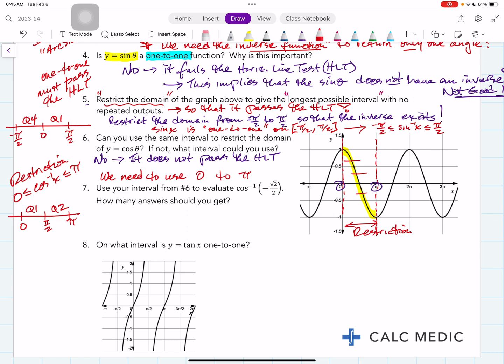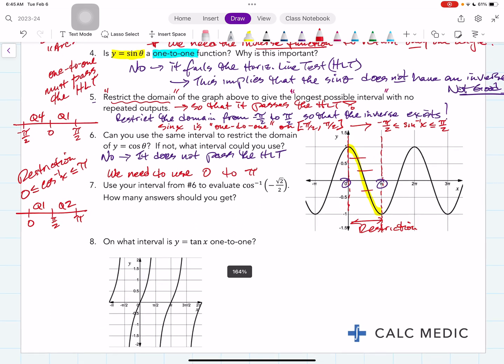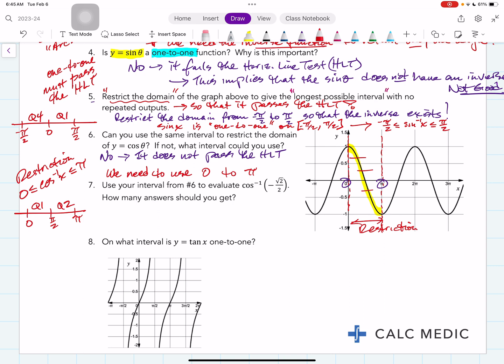And you're not going to get an infinite number of angles, as you're going to find out, because that wouldn't be good. Having an infinite number of solutions to a real context problem that requires only one solution wouldn't be a good situation. So number 7, use your interval from number 6 to evaluate the inverse cosine of negative root 2 over 2.